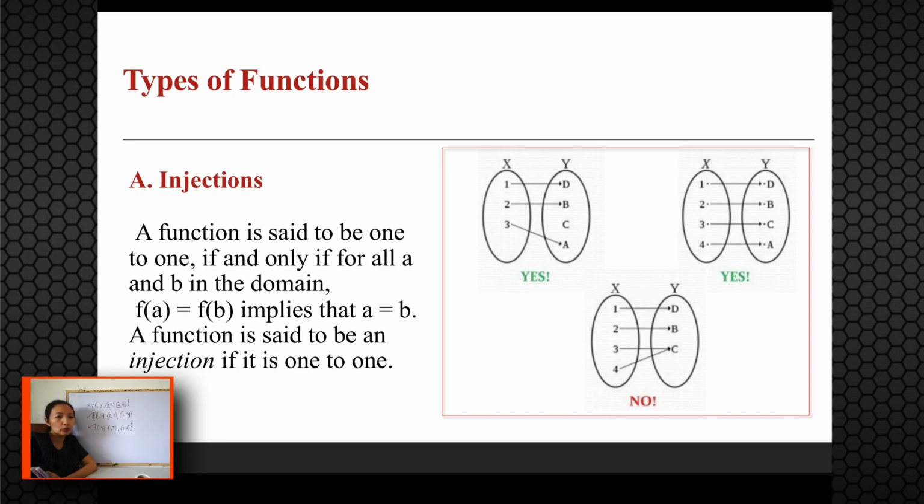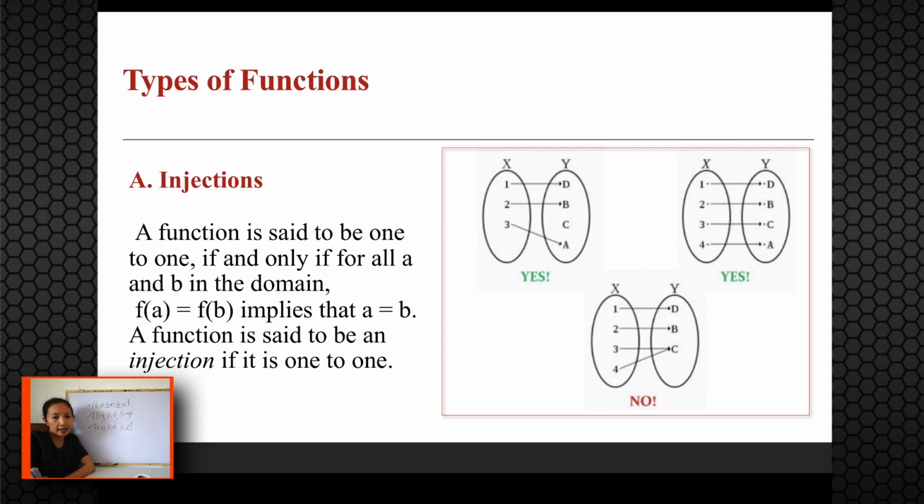Now, let's look into the arrow diagrams. Look into the first arrow diagram. 1 is mapped to D, 2 is mapped to B, 3 is mapped to A. 1 is to 1. This is a one-to-one mapping. It's a one-to-one correspondence between the elements of X and the elements of Y. So this is an example of an injection.